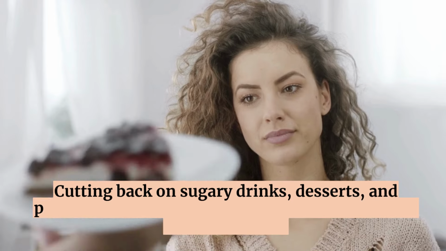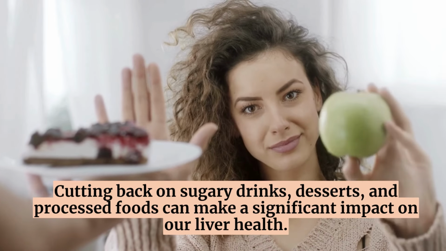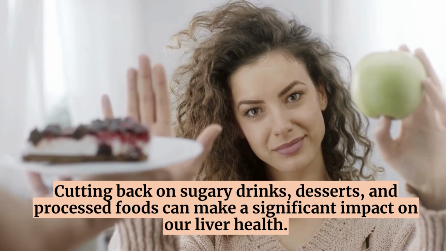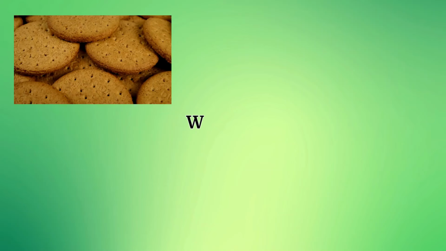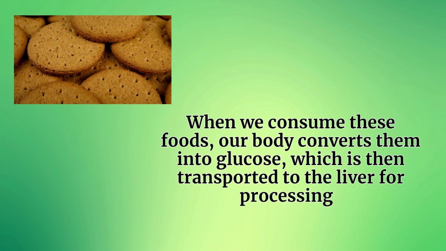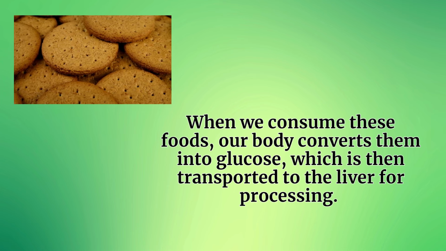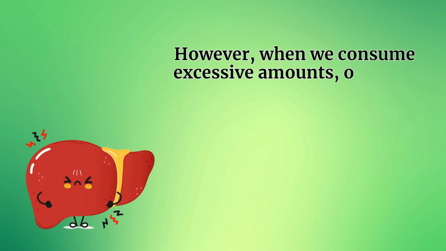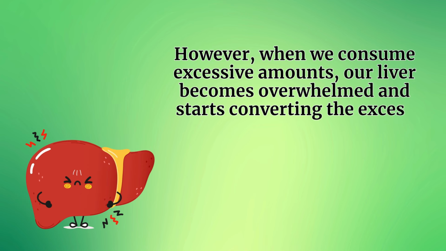Cutting back on sugary drinks, desserts, and processed foods can make a significant impact on our liver health. But why are sugar and refined carbs so detrimental to our liver? When we consume these foods, our body converts them into glucose, which is then transported to the liver for processing. However, when we consume excessive amounts, our liver becomes overwhelmed and starts converting the excess glucose into fat.